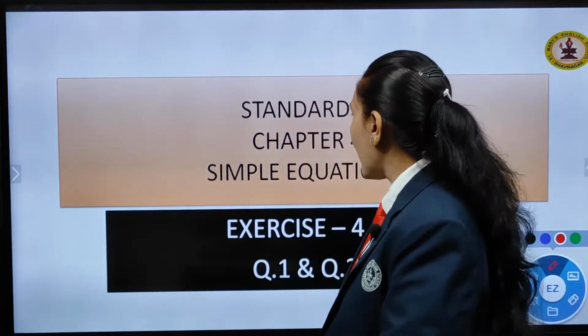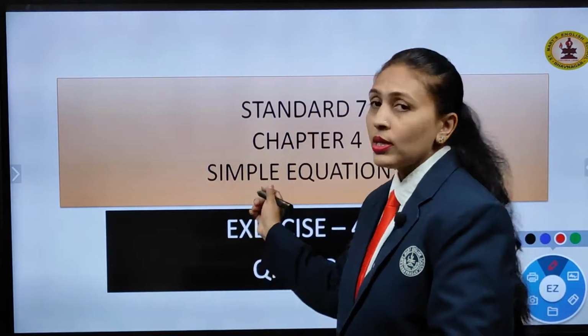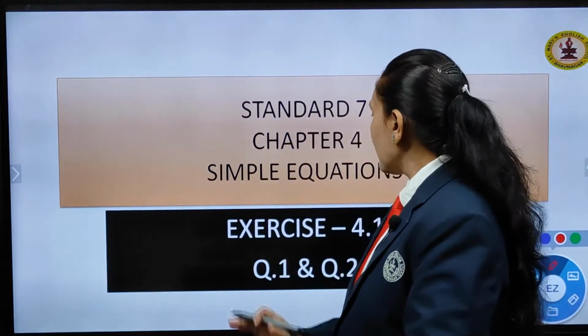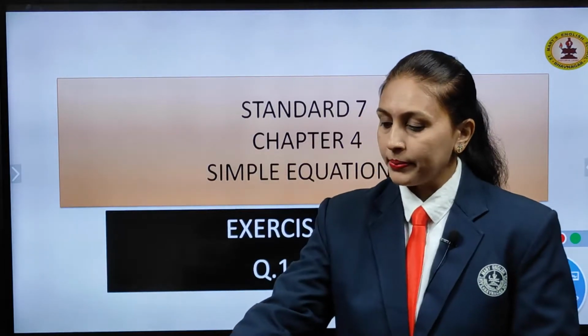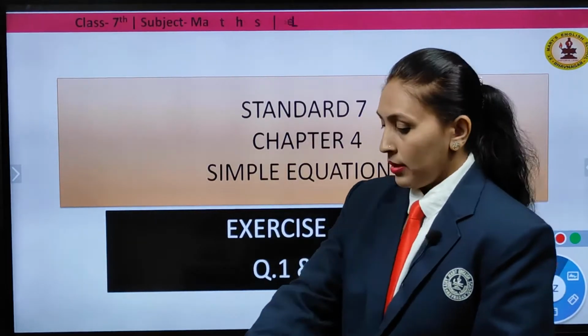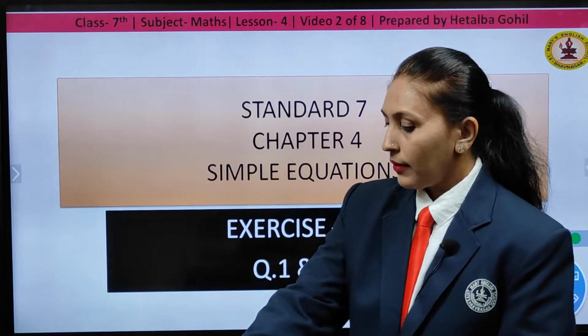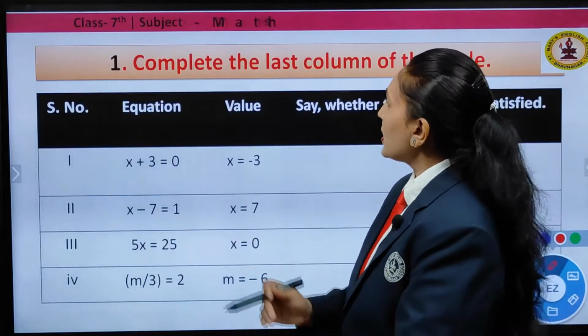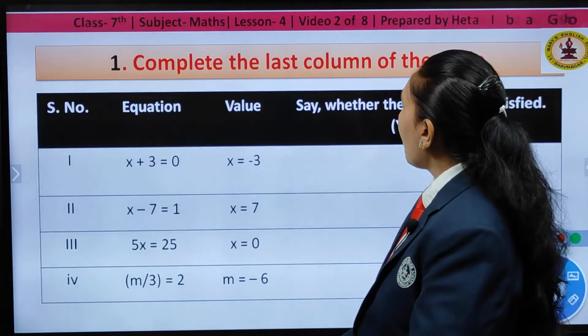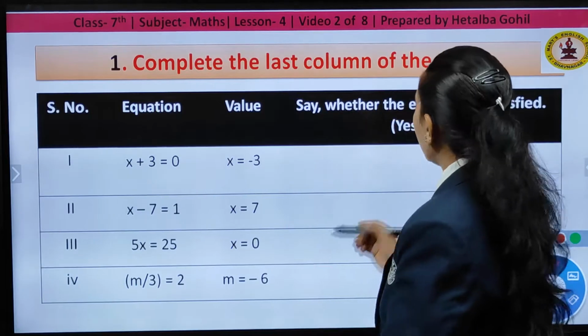Today in this session, we'll start with the textual exercise of chapter number 4, simple equations, exercise 4.1. Okay, the first question, children: complete the last column of the table.